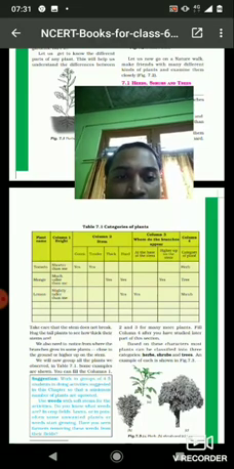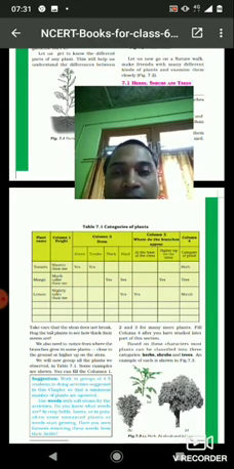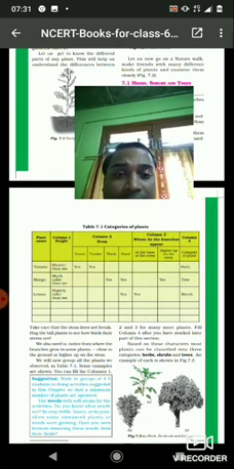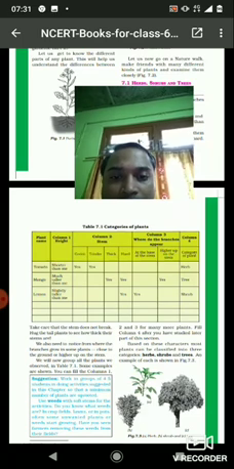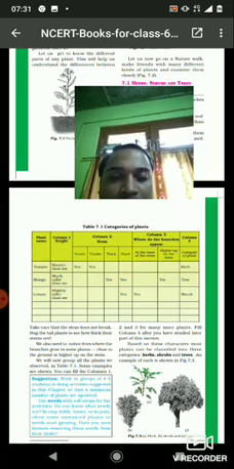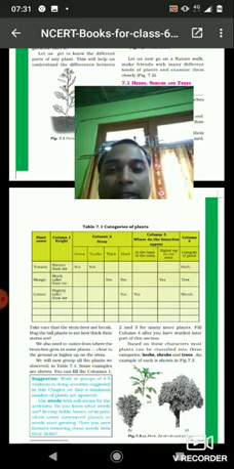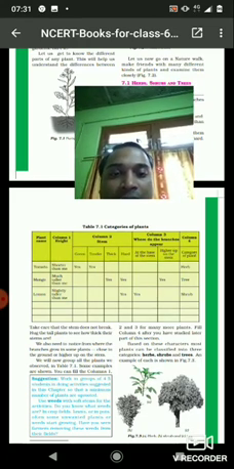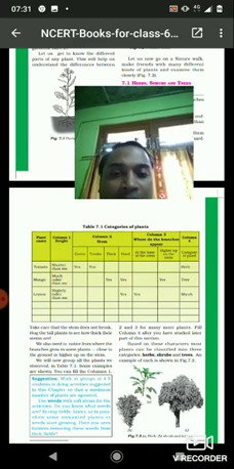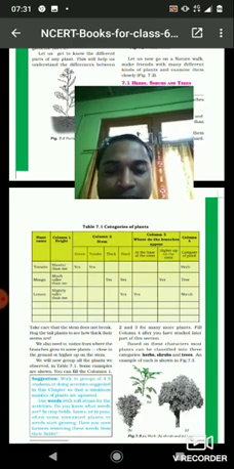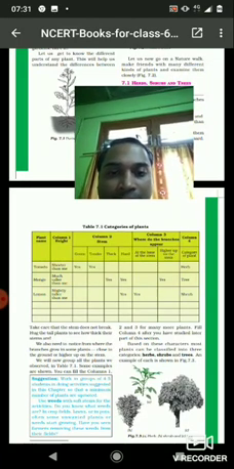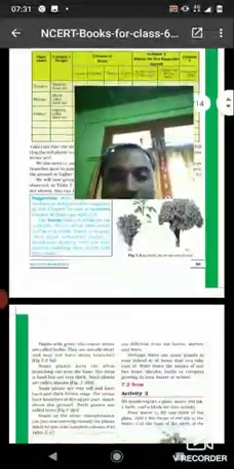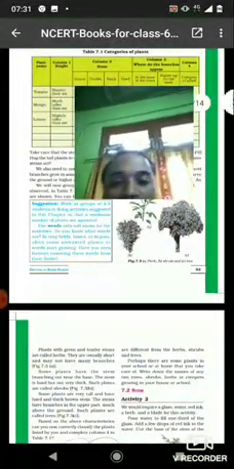Then the third column, which says where do the branches appear. Now if the branches appear in the upper part, that means it is a tree. And we can see here, higher up on the stem, mango. For the plant mango, the branches are grown higher up on the stem, and therefore they fall into the category of tree. And what else? The stem is thick and hard. So these things we have discussed yesterday, so this is just a revision.